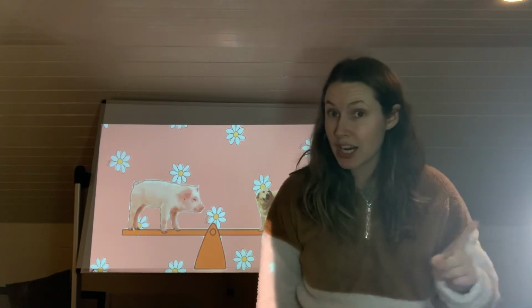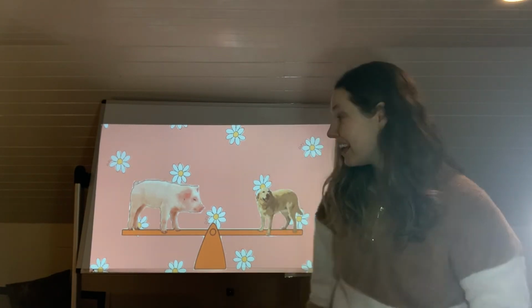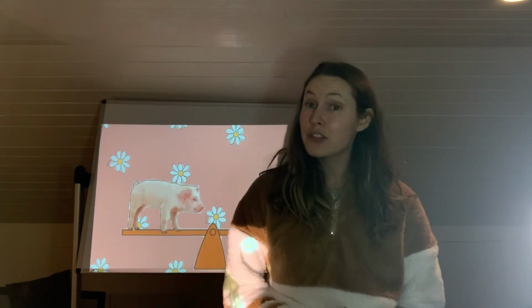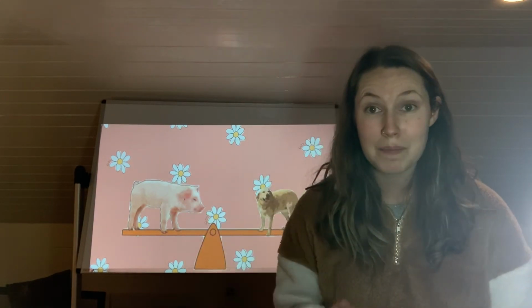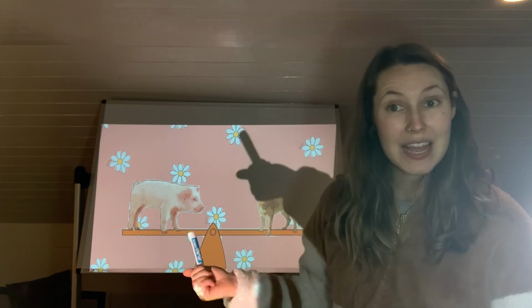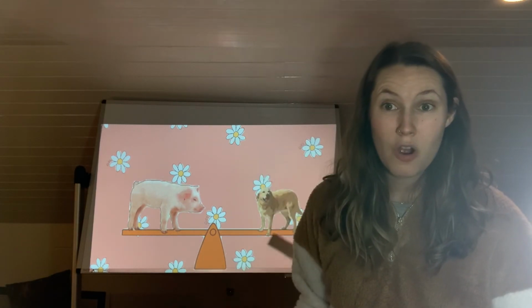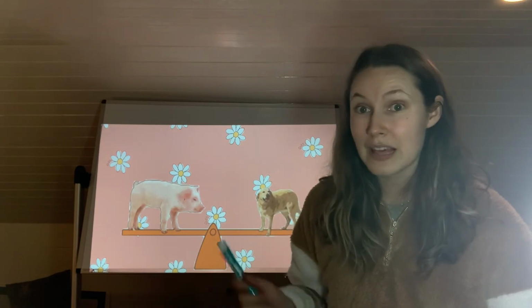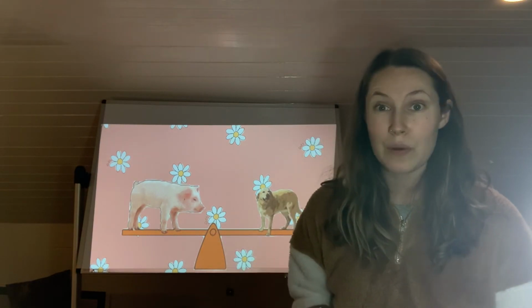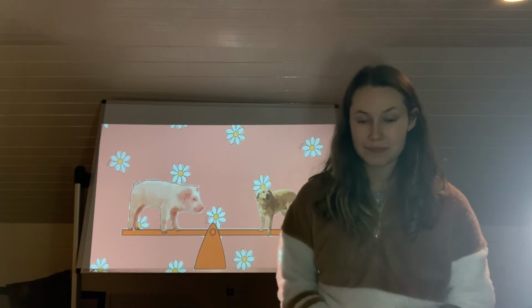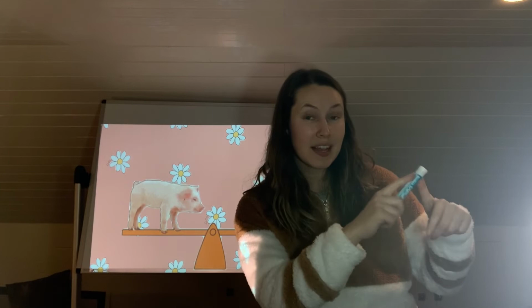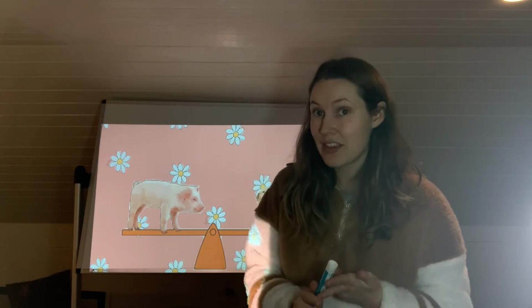It's not lighter, it's not heavier, it's as heavy as. That means it is the same weight. So that's how I would compare the pig and the puppy. I would say my pig is as heavy as my puppy, or my puppy is as heavy as my pig. That tells me that those two things are equal in weight. They are the same weight. So now we've practiced using our phrase heavier than, lighter than, and as heavy as.